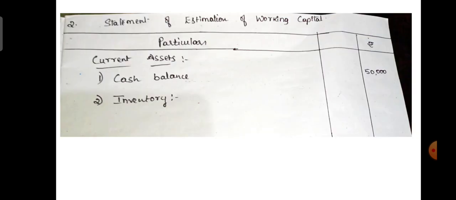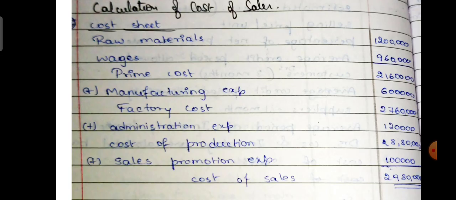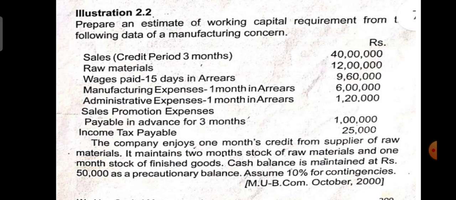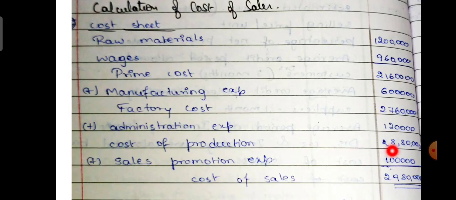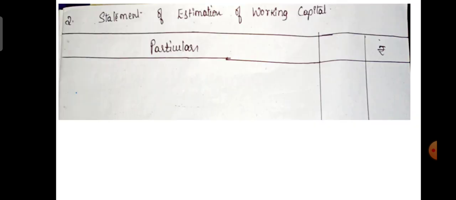Then inventory. Inventory includes what here in the problem? Inventory includes, you can see here in the adjustment, stock of raw materials and finished goods. Raw materials are there in stores for 2 months, so raw material amount is 12 lakh, so into 2 by 12, and finished goods for 1 month, that means 12 lakh into 1 by 12. Sorry, finished goods are valued on the base of cost of production, and you know cost of production is 28 lakh 80,000, so 28 lakh 80,000 into 1 by 12.